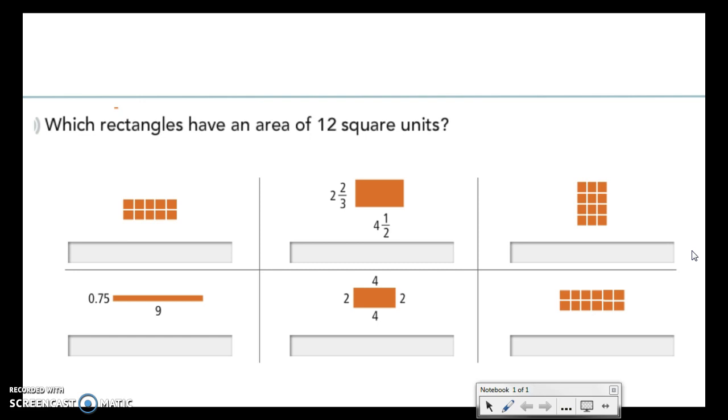Alright, which rectangles have an area of 12 square units? I want you to try to figure this out by yourself, and then we're going to do a couple of them together. So pause the video and see if you can do it by yourself first.